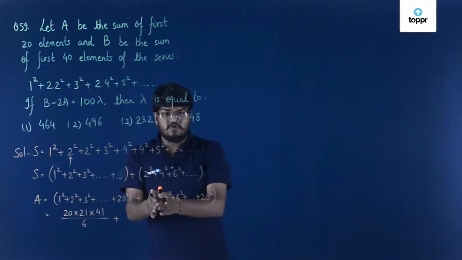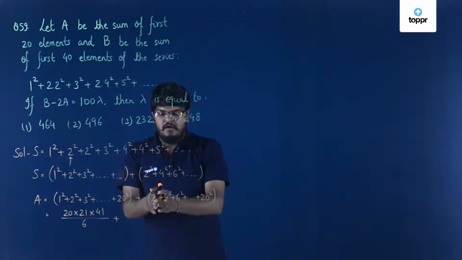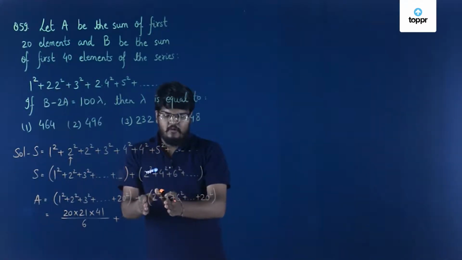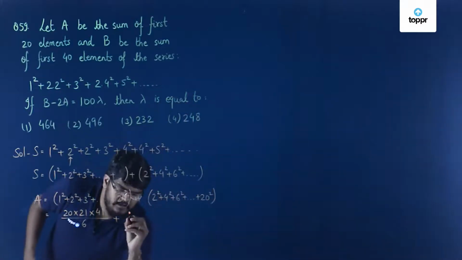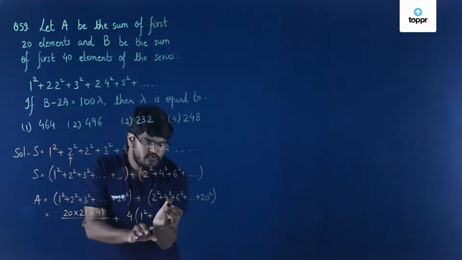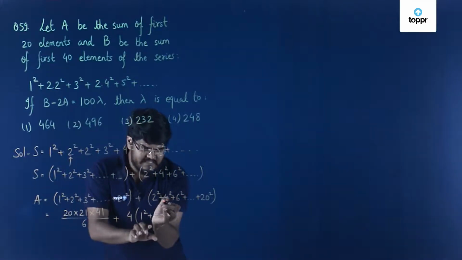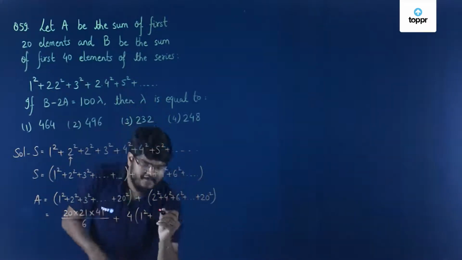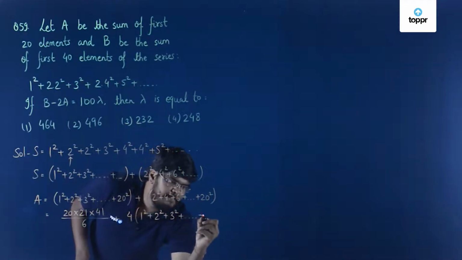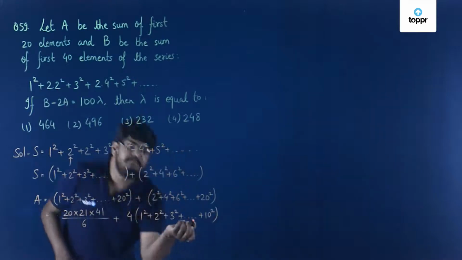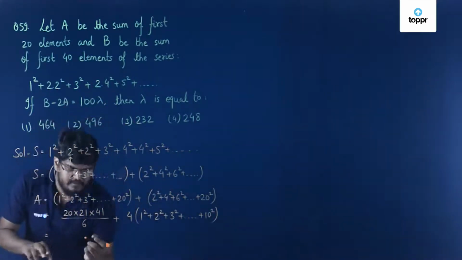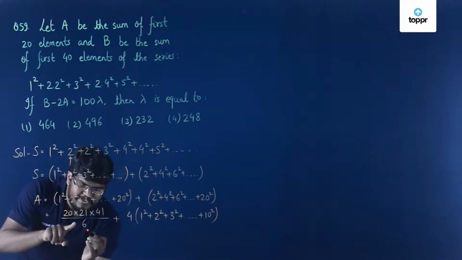That is, if it is 2 square, then I am going to take 4 common, because 2 square will be taken common, and over here it will become 1 square. So once I take 4 common, it will become 1 square, plus since 2 times 2 is taken common from this 4 square, it will actually become 2 square plus 3 square and so on up until 10 square. Now it's simplified, right? Now if you simplify this one, you're going to get 20 into 21.